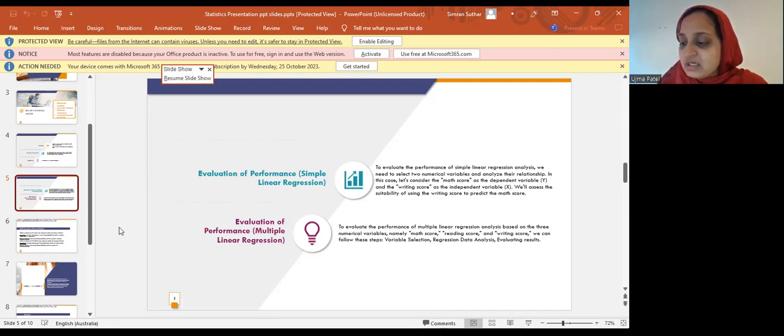Firstly, we need to assess the correlation between the variables to identify the potential predictors. We can evaluate the correlation coefficient between each pair of numerical variables. The second step is regression analysis. Once we have selected the variables, we can perform a multiple linear regression analysis using software or statistical tools, with the dependent variable and independent variables. The third step is to evaluate the results. Next slide, please.